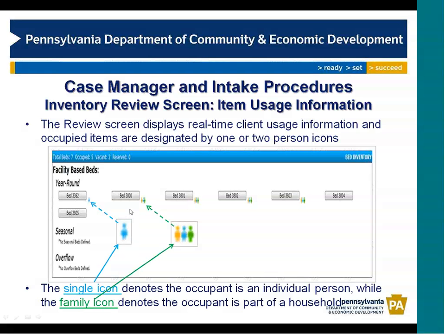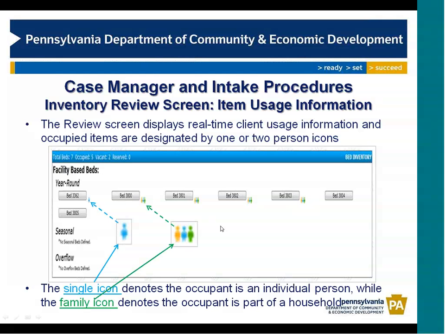However, if you see the household identification, that doesn't mean there's a whole household in a bed, because that can't really happen, but it means that the person in that bed is in this program with other household members. As you can see here, all 4 of these beds are probably occupied by the same household.